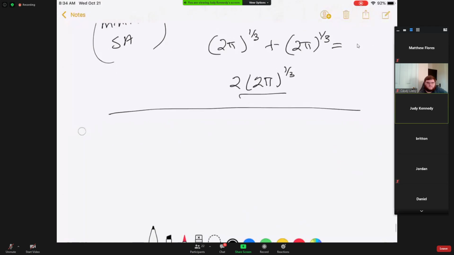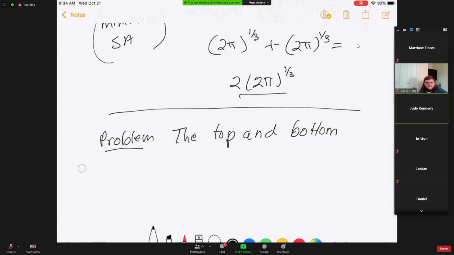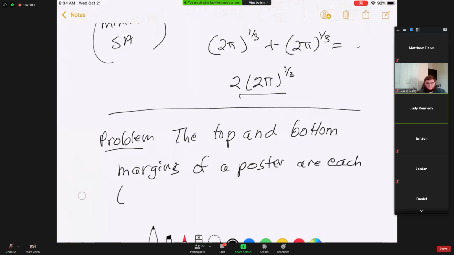Okay, so let's do another optimization problem, not curve sketching. Let me write it down. The top and bottom margins of a poster are each 6 centimeters, and the side margins are each 4 centimeters.